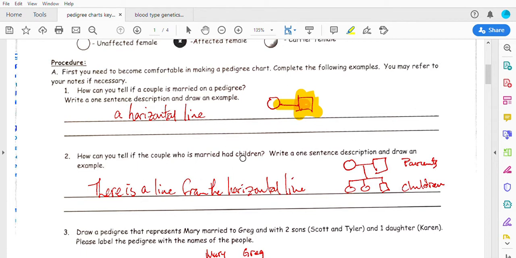How can you tell if a couple who is married has had children? Well, there is a line coming down from the horizontal line, and then you see the offspring, the children. So here we have two girls and a boy. Generally, this would be your first, this your second, and this your third child, so they'd be listed in chronological order.